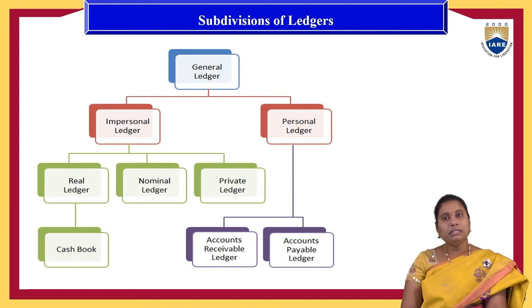And there are subdivisions for these general ledgers. Again, if it is living things, they are personal ledgers: accounts receivable, accounts payable. And non-living things like furniture are called real ledger, nominal ledger, private ledger, and the cash ledger. Non-living things are called impersonal ledger. But in the general ledger, both are considered, living things as well as non-living things.